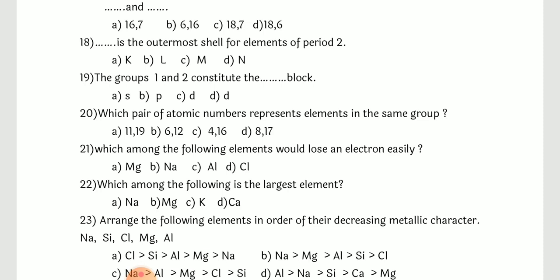Can you name it? Okay, sodium is having one shell. Potassium is having four shells. Magnesium is having 3 shells. Sodium is having 3 shells. Calcium is having 3 shells, but it belongs to. So who is the largest? That is the potassium. So your option is C.